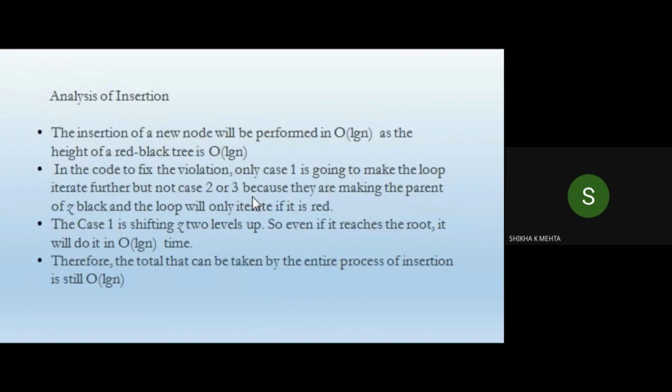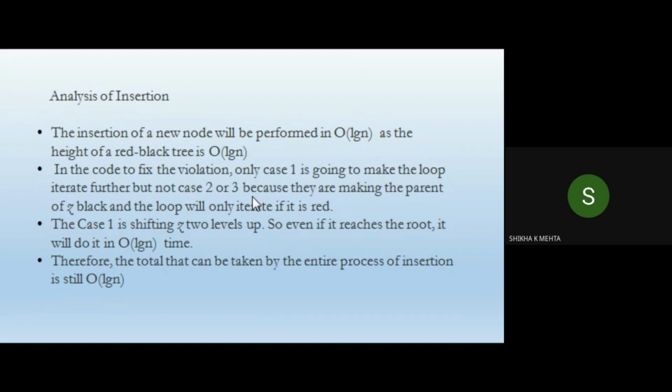So the analysis of insertion, as I said, the insertion of the new node will be performed in O log n time as the height of the red black tree is O log n, because every time we are making certain rotations, we are trying to retain the height of the red black tree to be of the order of log n. So when we are fixing the violations, every rotation we do or every recolor just takes O(1) time, right? So it is a constant time that it takes to perform that particular operation. So case 1 is shifting Z 2 levels up. So even if it reaches the root, it will do that in O log n time.